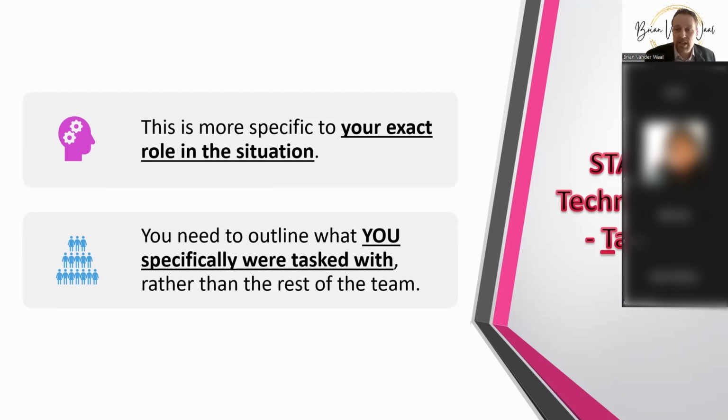So when explaining the task, you need to outline exactly what you did. What was your role? And I'm emphasizing your role and what you did, because it's about what you did, not what your colleagues did. You need to ensure that the interviewer knows what you were tasked with rather than the rest of the team. So T is for task.